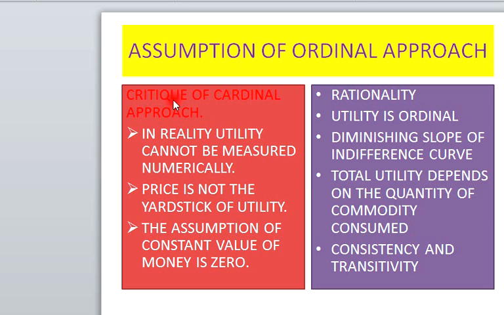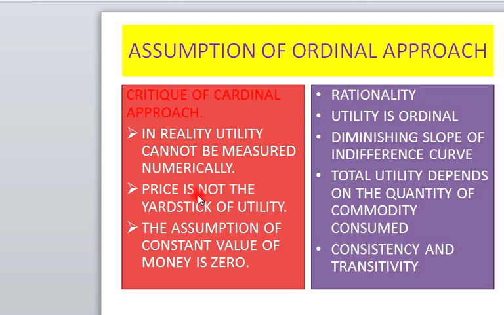Let's quickly look at the critique of the cardinal approach. Firstly, in reality, utility cannot be measured numerically. The cardinalists believe that the satisfaction derived from consumption of a good or service can be measured numerically using utils. You take a sip of water and ask yourself the exact value of satisfaction you get from it, if that is possible.